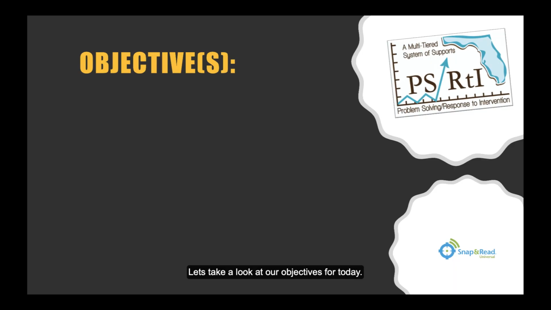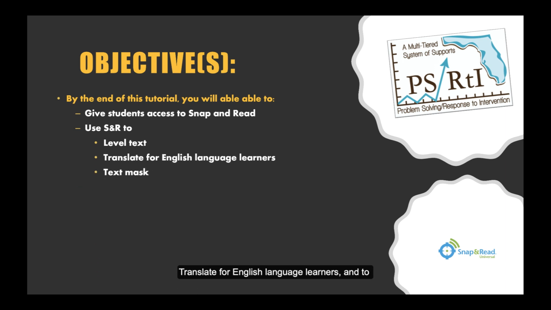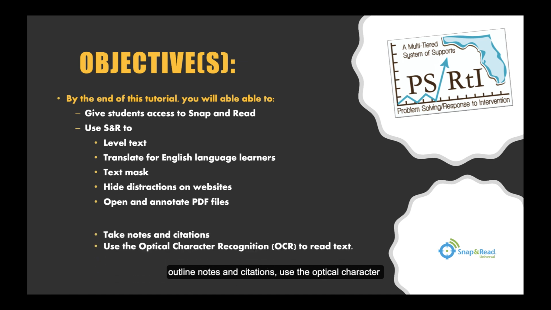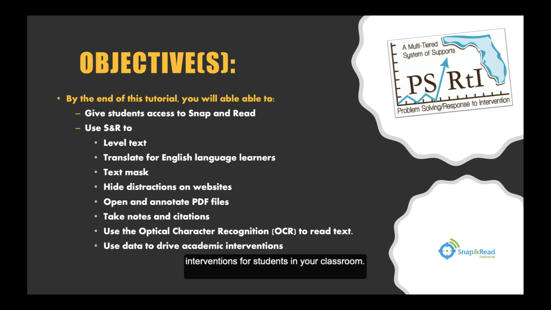Let's take a look at our objectives for today. By the end of this tutorial, you will be able to give students access to Snap&Read, use Snap&Read to level text, translate for English language learners, and text mask, hide distractions on websites, open and annotate PDF files, take outline notes and citations, use the optical character recognition or OCR to read inaccessible text, and most importantly, use data to drive academic interventions for students in your classroom.